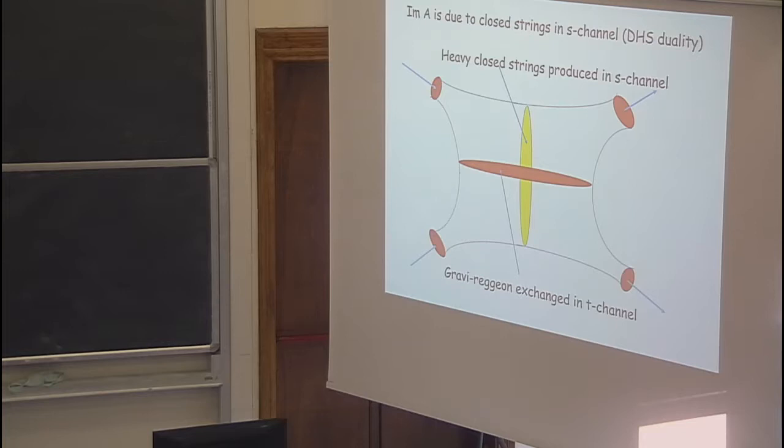So I remind you simply, this is a three-level version of what I had before, that the two strings can merge into a single heavy one, and it is precisely that intermediate state which produces the imaginary part of the amplitude.